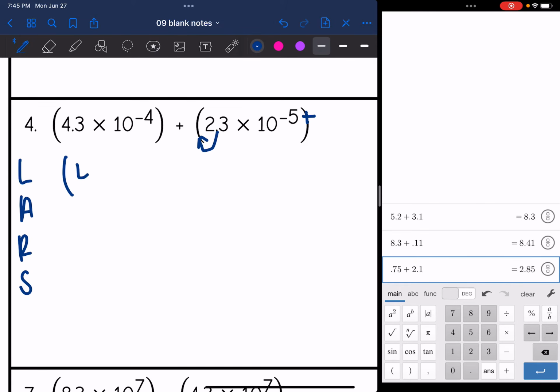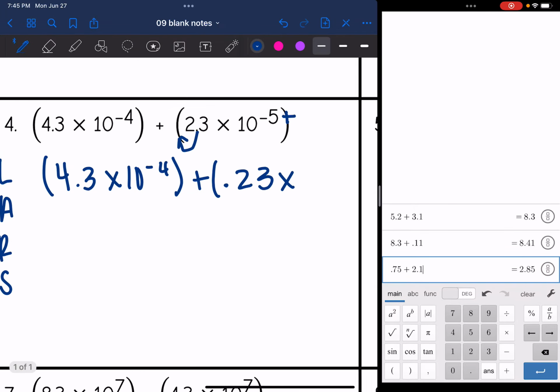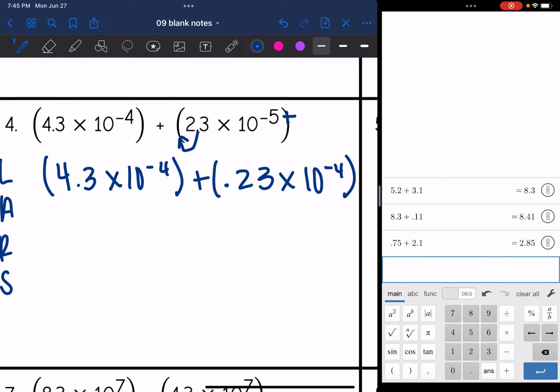So the first one's going to stay the same. It'll be 4.3 times 10 to the -4th plus 0.23 times 10 to the -5 plus 1, which is -4. Okay, so now I can add the coefficients. 4.3 plus 0.23, I get 4.53. And then I'll keep the exponent, times 10 to the -4th.